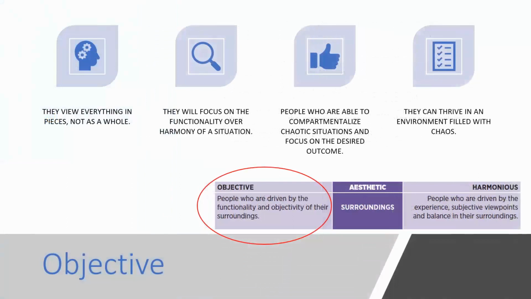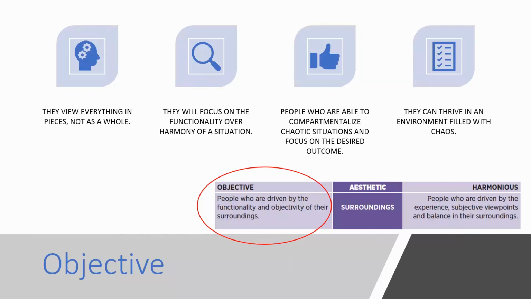The objective driver is a person that views everything in pieces, not as a whole. So there doesn't need to be rhyme or reason to how things are. They are just focused on the pieces they need from whatever situation they're in to accomplish their goal. It doesn't have to be pretty. It just needs to get done, right? It doesn't have to be beautiful. As long as the ends justify the means, we got it done. They focus on the functionality over the harmony of a situation, okay?